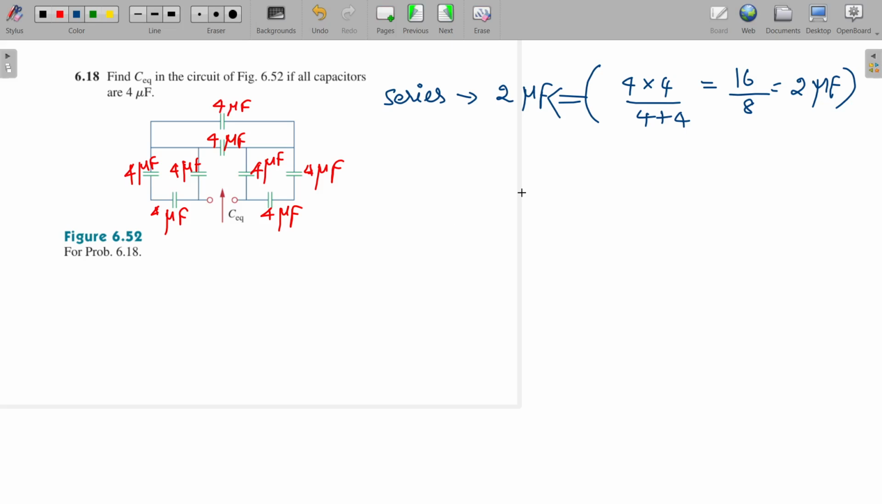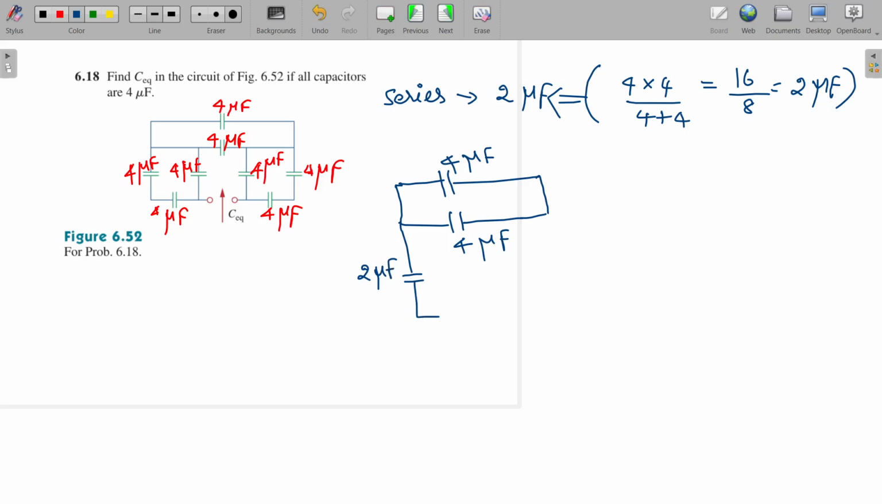Okay, so we can redraw this circuit as, so here 4 microfarad is there in parallel with another 4 microfarad. Then we have calculated the series combination that is equal to 2 microfarad, and here comes another capacitor of 4 microfarad, right? And here you have the opening, and similarly on this side also we have calculated this series combination that is 2 microfarad, and then it is in parallel with the 4 microfarad. So here we have to find out C equivalent. This is 4 microfarad, right?